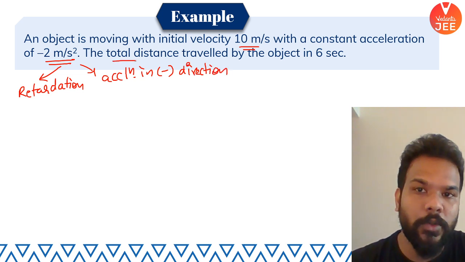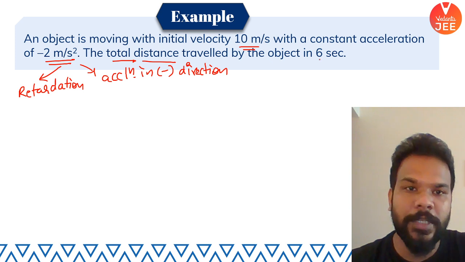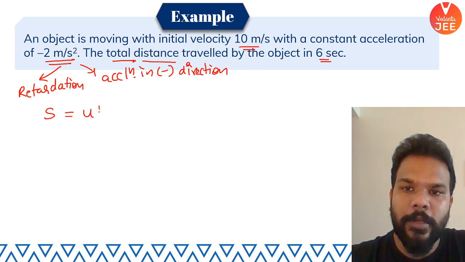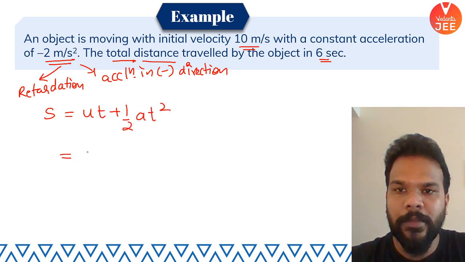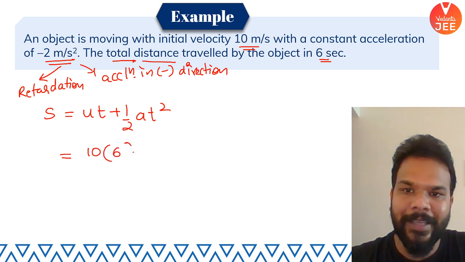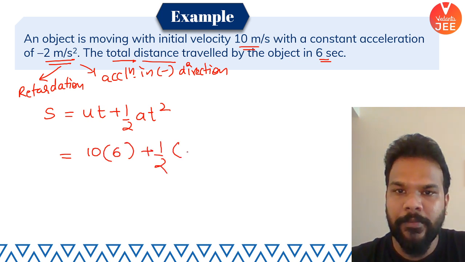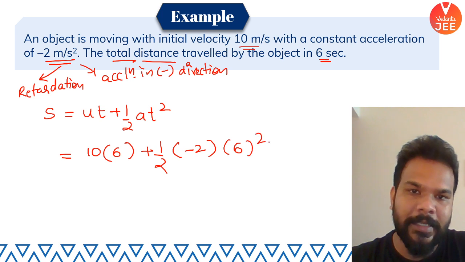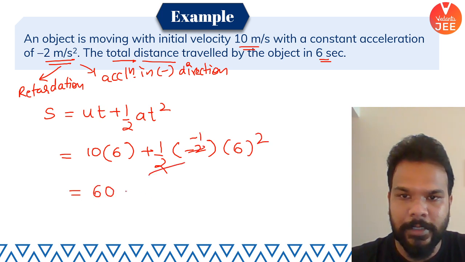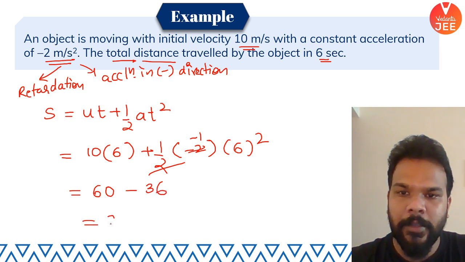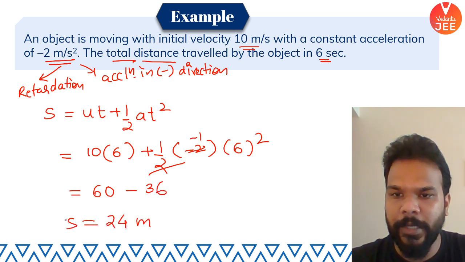We have to find out the total distance traveled by the object in 6 seconds. If you go by s is equal to ut plus half at square and put the value of u as 10, time as 6, plus half, this is minus 2, and 6 square, you have 60, this got cancelled, minus 1 times 36. Your answer comes out to be 24 meters.